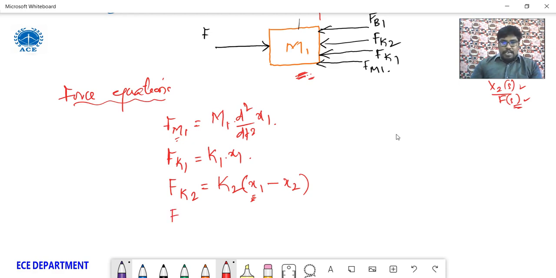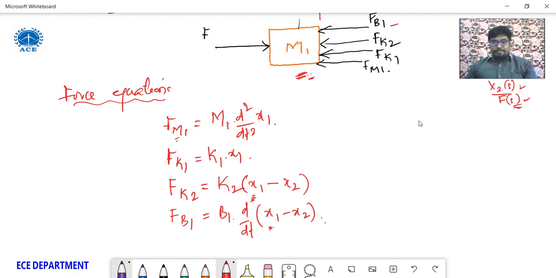Next is FB1. This force FB1 is also connected between mass M1 and M2. So B1 into d by dt of what is the value? It is X1 minus X2 only. The reference mass is M1 minus M2, so the displacements are X1 minus X2. So these are the opposing forces.